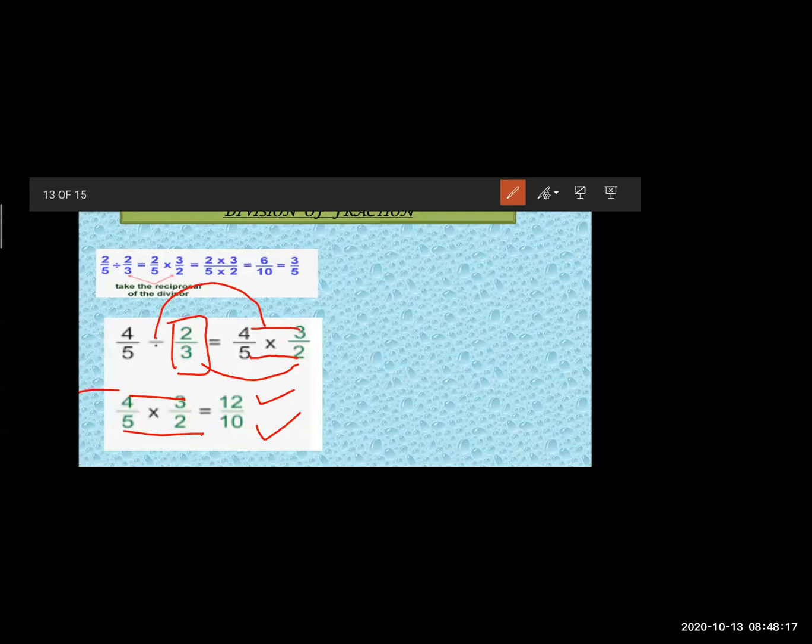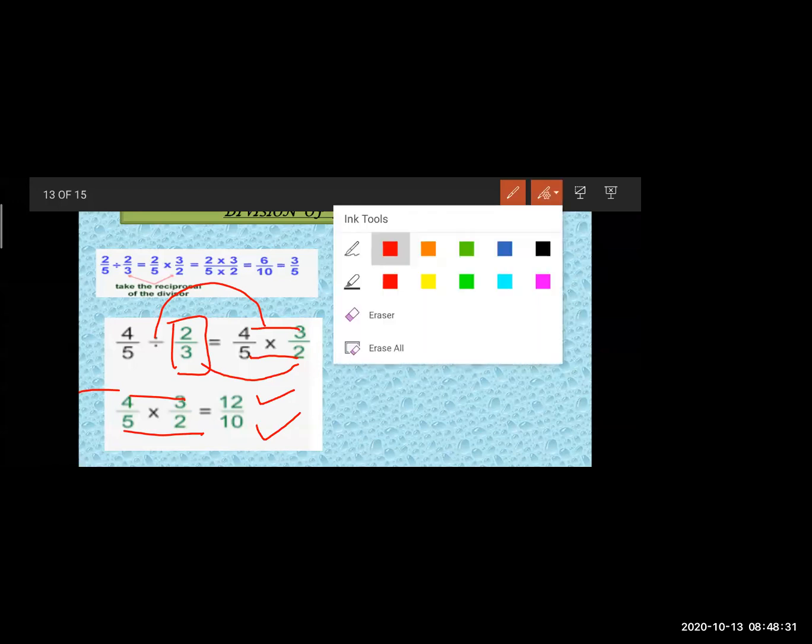Multiplication and division both have the same steps. You have to just multiply numerator to numerator, denominator to denominator. The only step that increases in the division of fractions is that you have to reciprocate the divisor. You have to reciprocal the divisor and then you can just multiply.